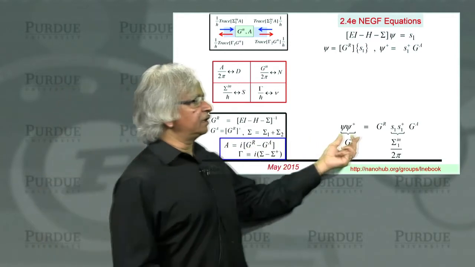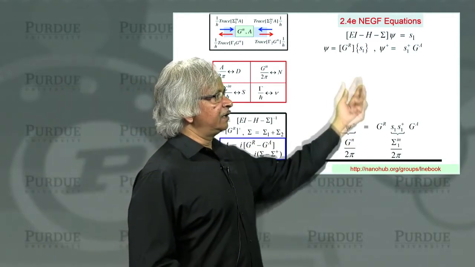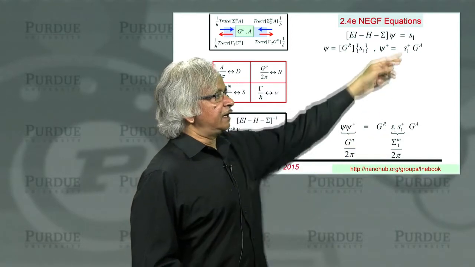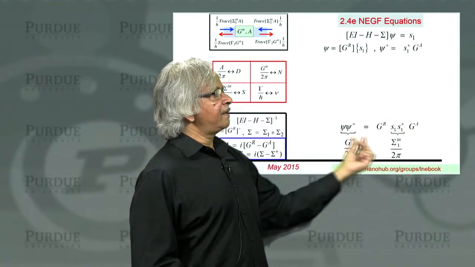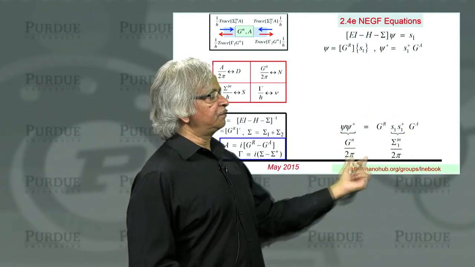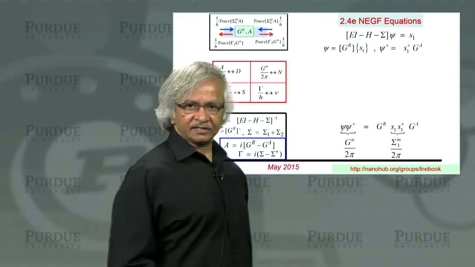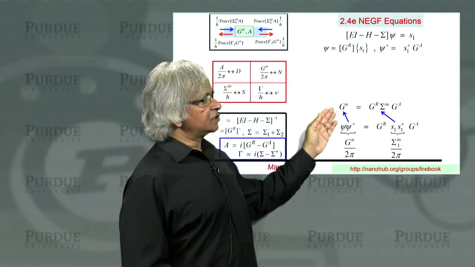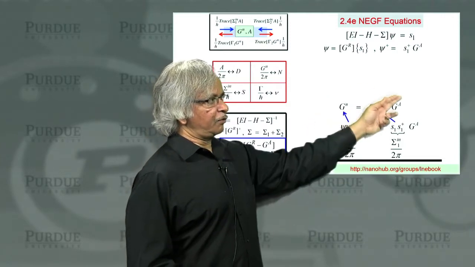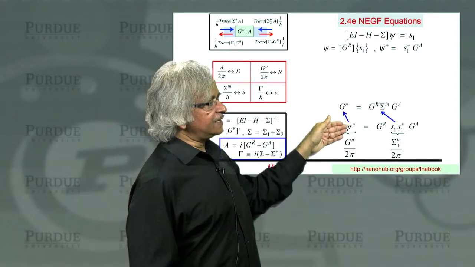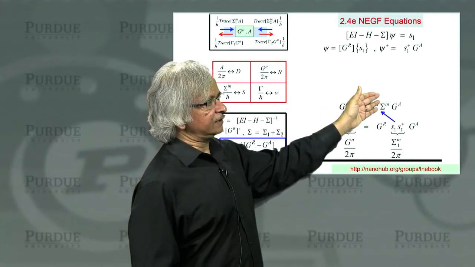So then when you look at psi psi dagger, you get GR S S dagger GA. This is what you call Gn over 2 pi. This is what you call sigma n over 2 pi. You'll notice the 2 pi's just cancel out. So you get this NEGF equation, which relates psi psi dagger to S S dagger.